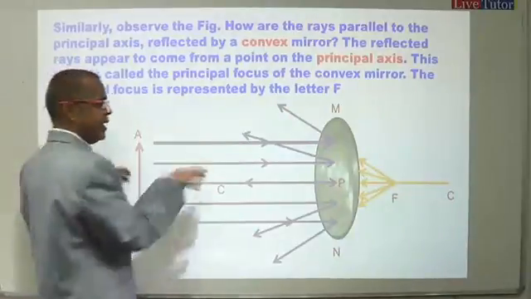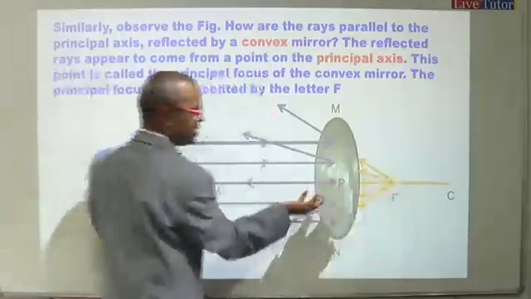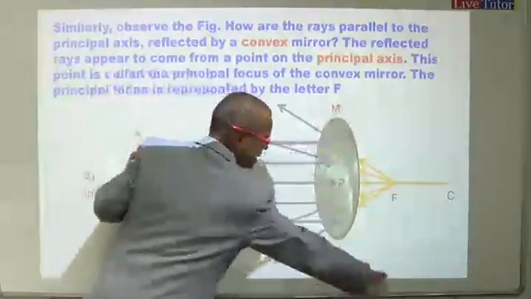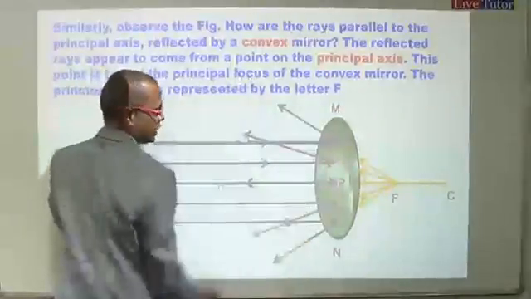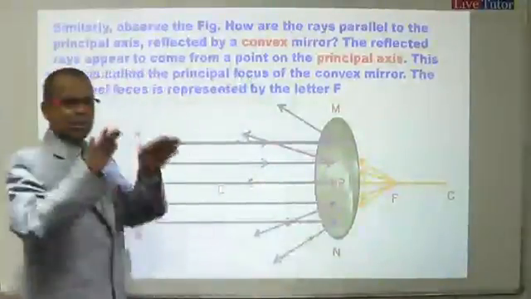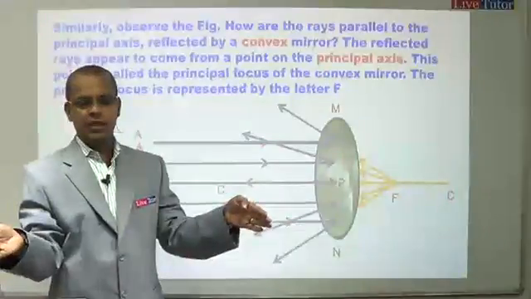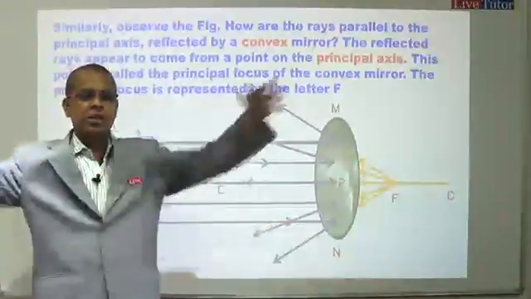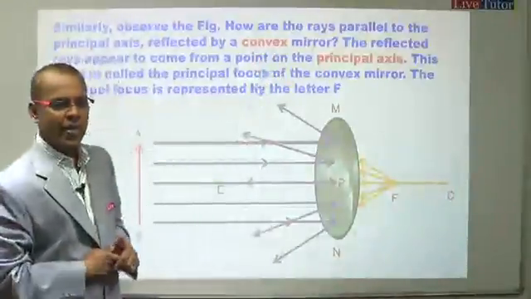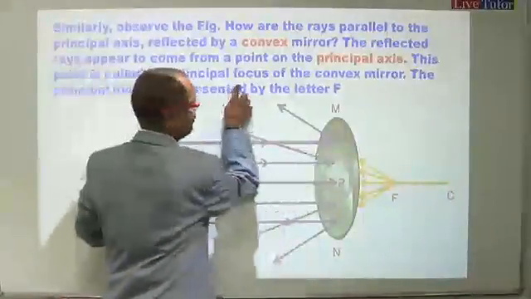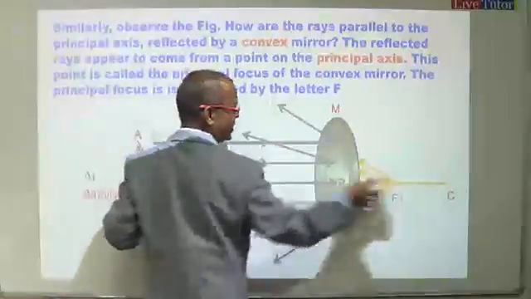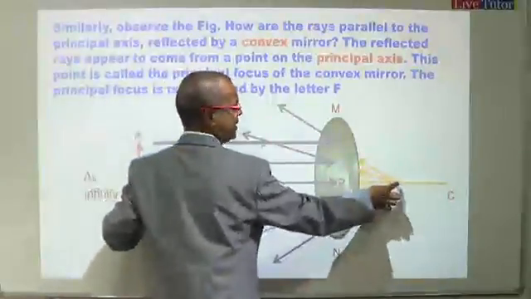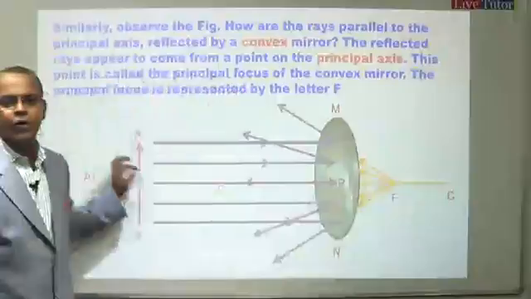That is, they may appear to come from this point, because you know that if the mirror is curved this way, after falling, the light will be reflected in different directions. They cannot converge because the surface is curved outward. So when the light falls on that, it will be thrown out in different directions. But in which direction is it going? When you extend these lines behind the mirror, all the lines would have started from one point, and that point is called the principal focus.